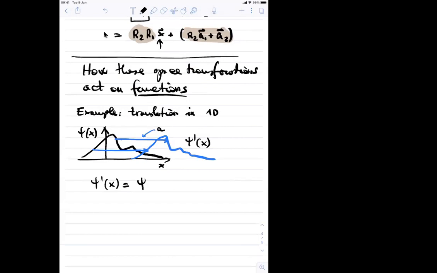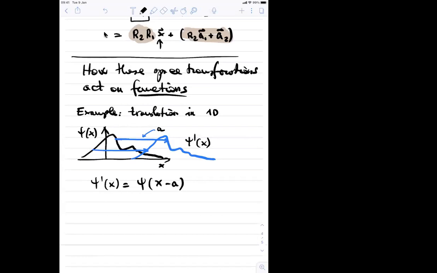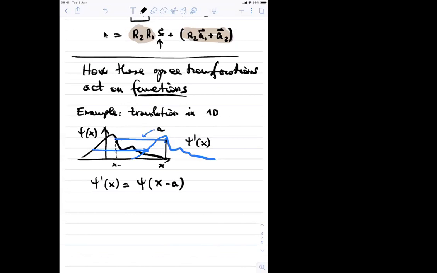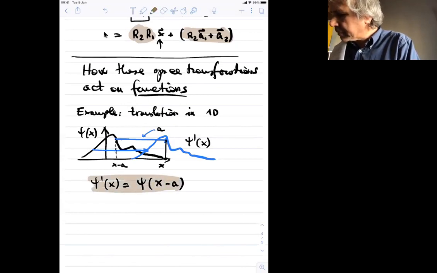No, psi of x plus a. Well, it is x minus a. The function at this point, say here, x, is equal to the value that the function had at the point that was translated back, which is x minus a, right? Okay, so that is the crucial relationship between the functions.